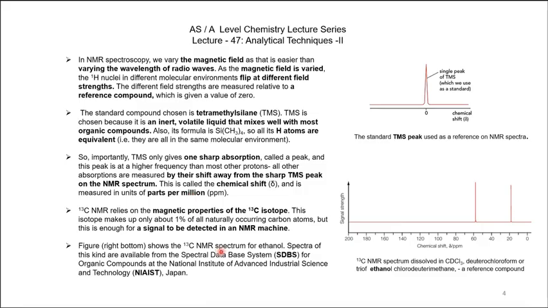One more thing we have to remember is that the spectra we get can be preserved as a database, the spectral database system, SDBS, for organic compounds, at the National Institute of Advanced Industrial Science and Technology, Japan. There we have a database, and with this database, we can compare our spectra using software, and then we can see whether it is a new compound or an already reported compound.